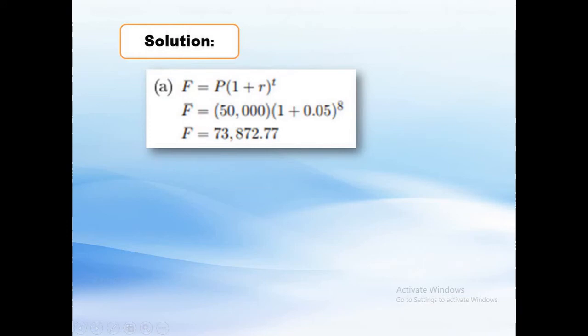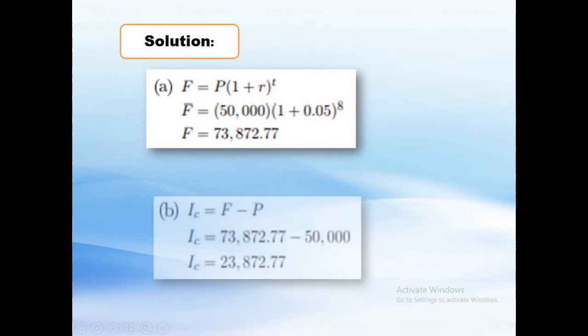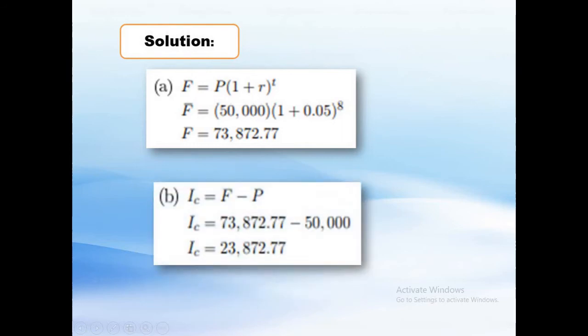Solution. A, F, or the future value, has the formula P multiplied by 1 plus R to the power of T. So that is 50,000 multiplied by 1 plus 0.05 to the power of 8. The future value is 73,872 and 77 centavos. For letter B, the compound interest is F, or future value, minus the principal.